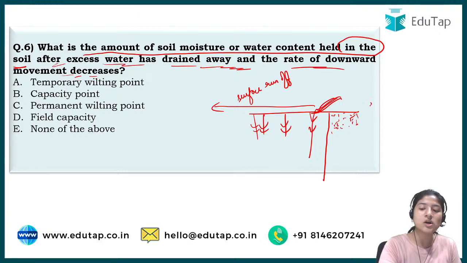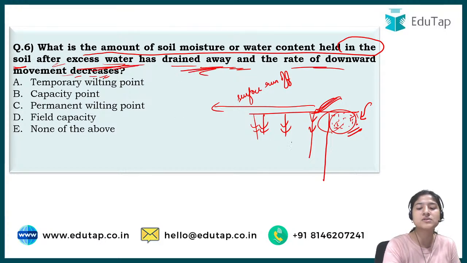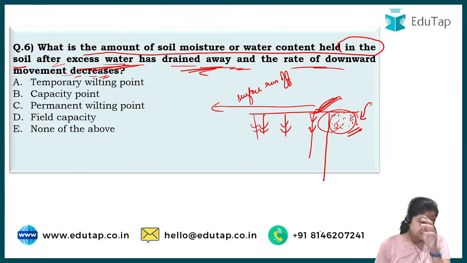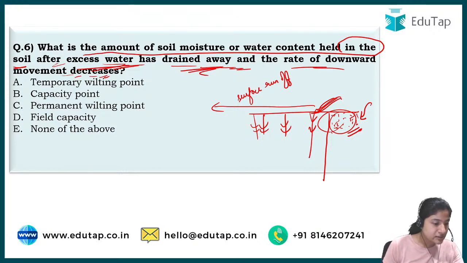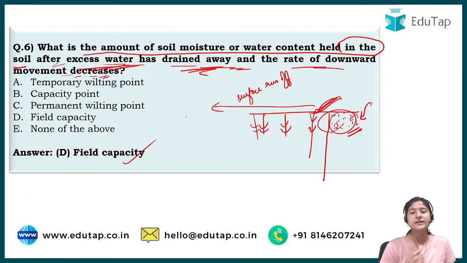So the question says, what is this position called when the rate of the downward movement decreases, and now the water that is present in the soil, when excess water has drained away either in the form of surface runoff or deep down. Right. So the correct answer, Devanjan is the first one to answer. He says option number D, and yes, D is the correct answer. It is the field capacity. So this condition, when the excessive water has moved away from the field and now the water that is held in the soil, it is known as what? It is known as field capacity.